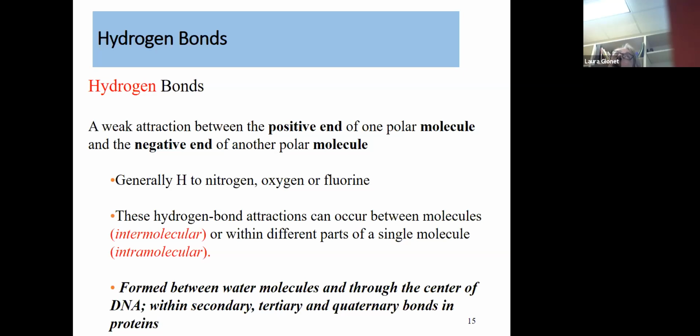When we look at how proteins wrap and form, after the primary, there's secondary, tertiary, and quaternary structures. That will be an example of a hydrogen bond. Also, within the center of DNA, that is a hydrogen bond as well.